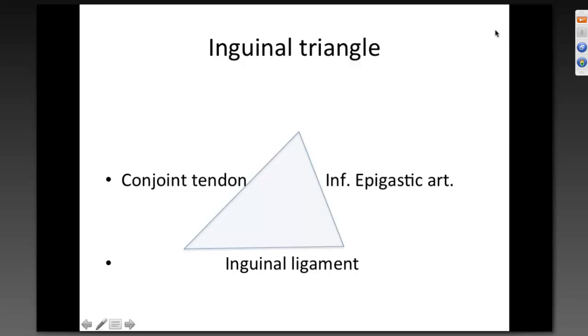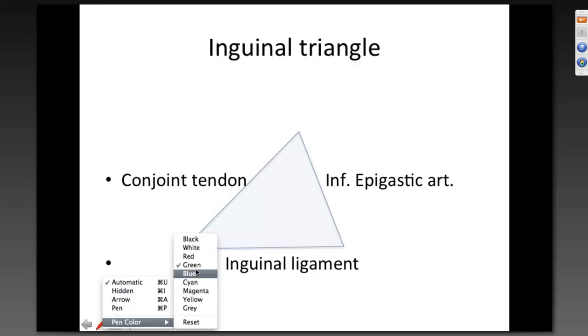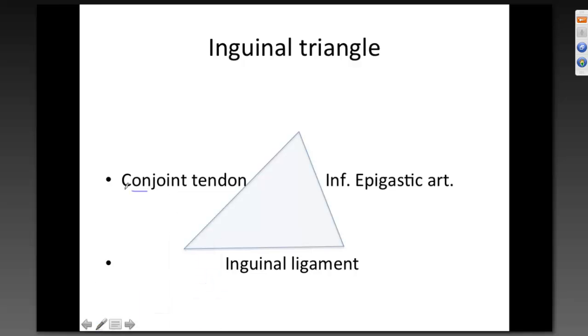All right, so 3 sides of this inguinal triangle. Let's start over here. You're going to have something that they call the conjoint tendon. As we work our way clockwise, you're going to have the inferior epigastric artery. And coming around to our 6 o'clock position, we have the inguinal ligament, okay?